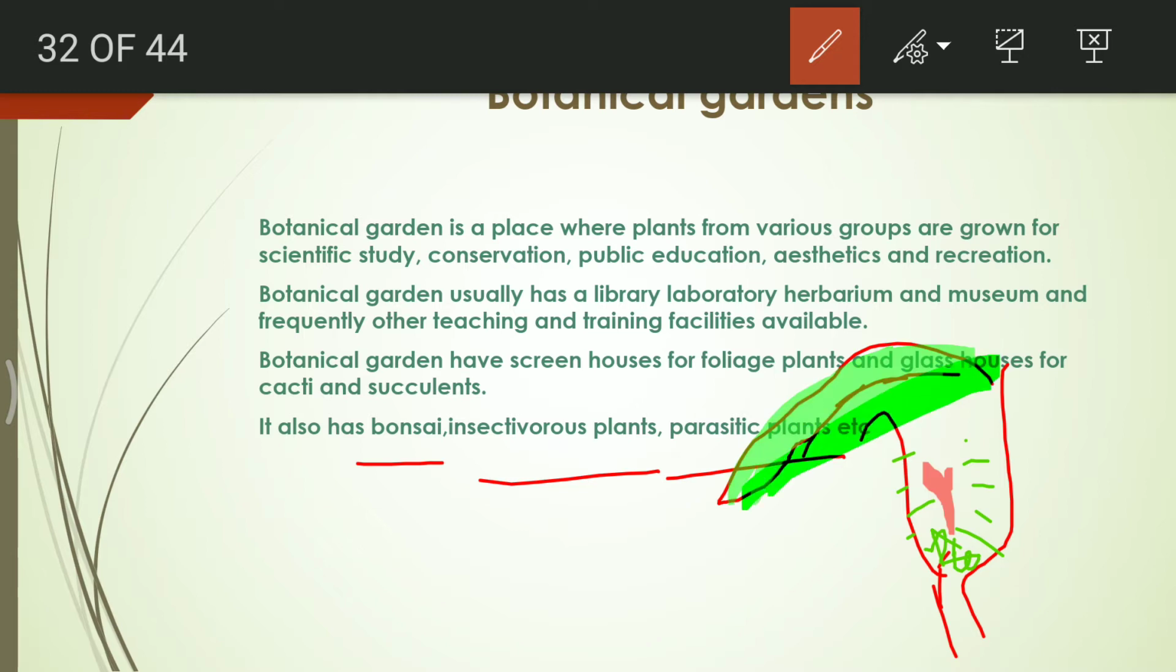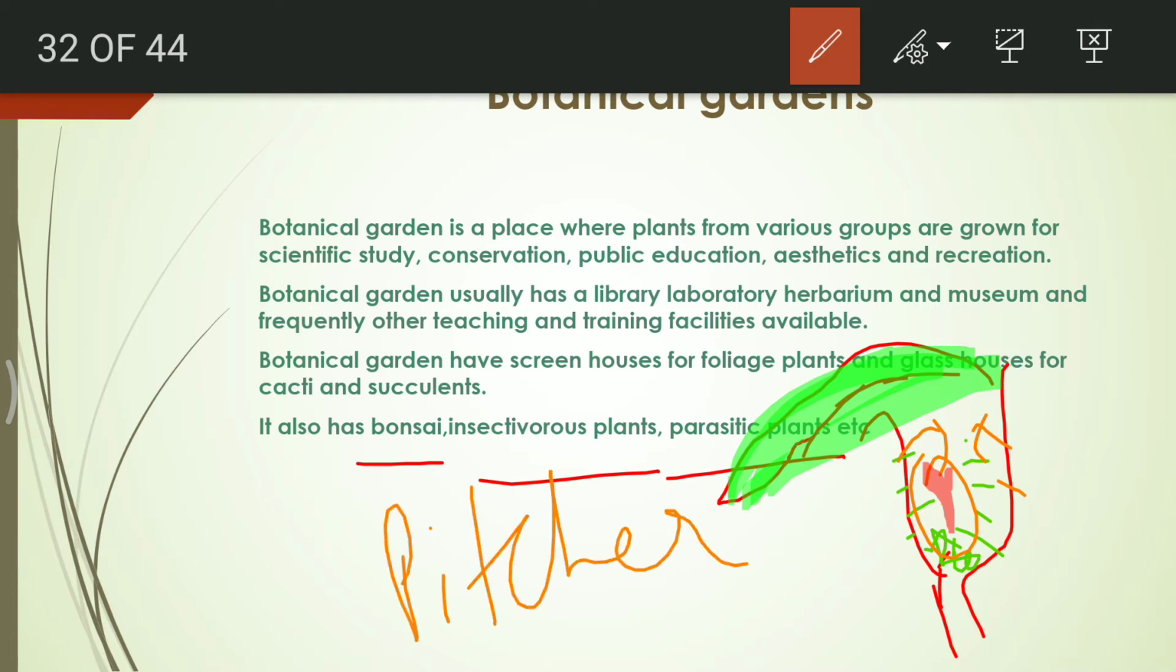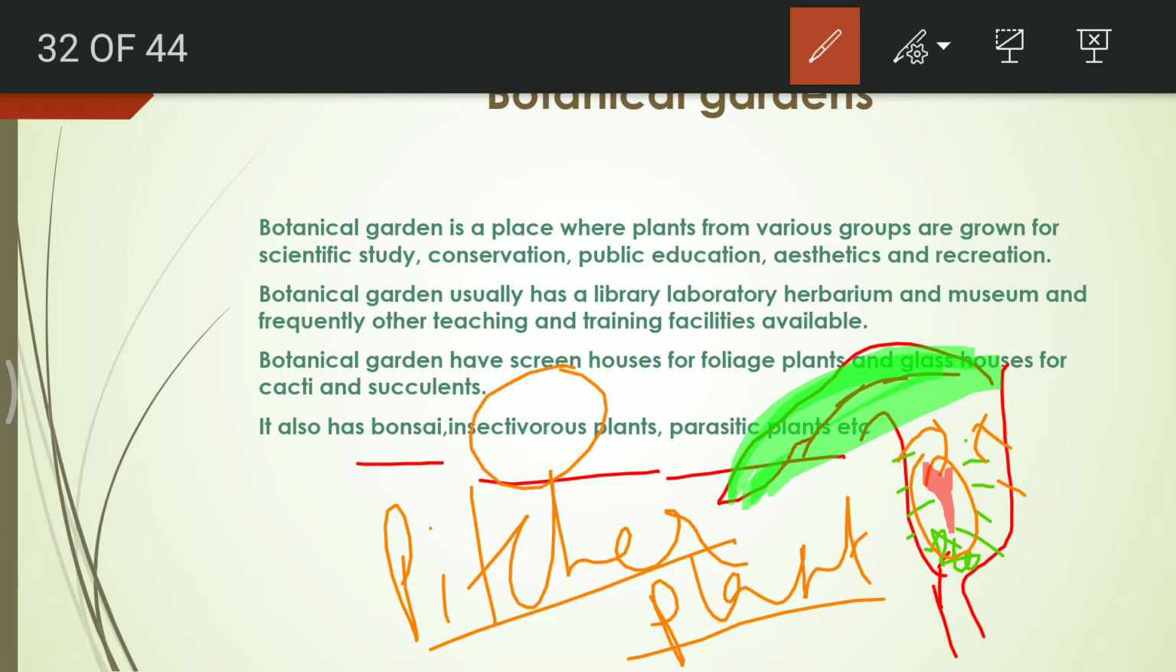So the leaf will close the area, and then digestive enzymes will be secreted, and the fly will be digested in order to take out all the nitrogen from the fly, and it will be sucked up by the plant. This is a pitcher plant. Please check the activity of the pitcher plant on Google, and you will see what exactly a pitcher plant is. So these are insectivorous plants.